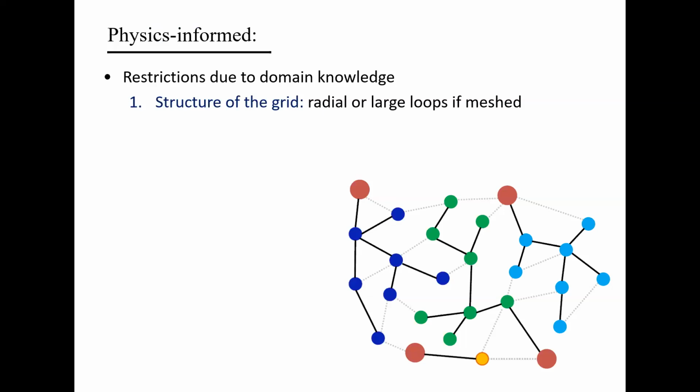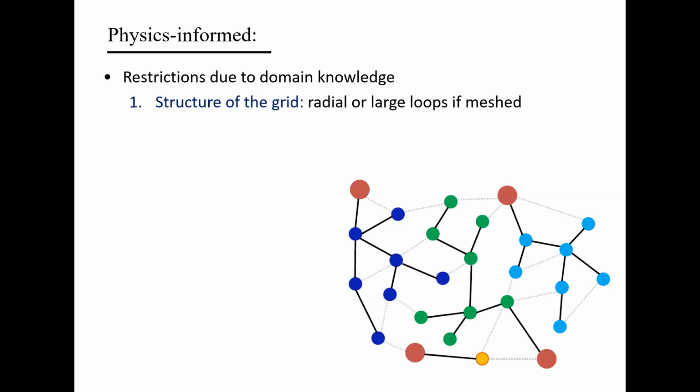So this restriction can be topological. For example, you can talk about the structure of the grid. In distribution grids, it means, hey, the distribution grid is primarily radial, so the measurements that I have should also agree with the fact that the grid is radial. Or even if the grid has certain loops or is meshed, these loops are generally large. So they are not of size 3 or 4, but have large loops. And you can use that as a constraint in your learning algorithm.